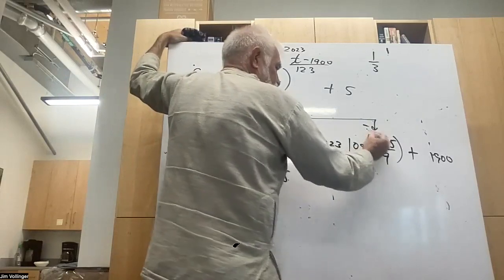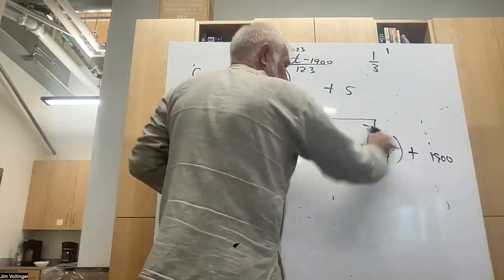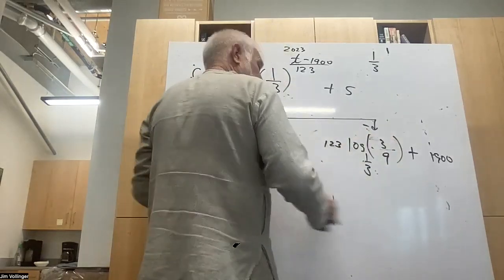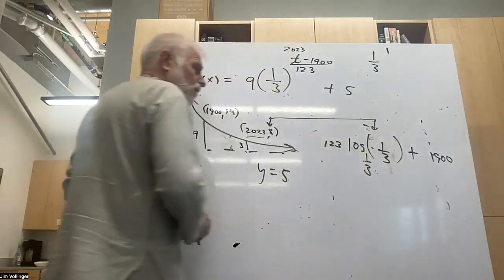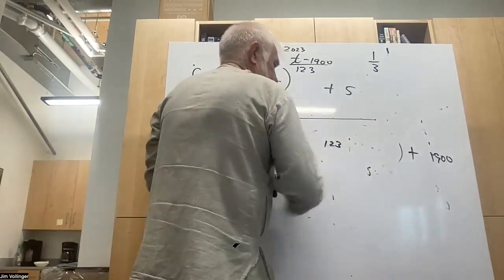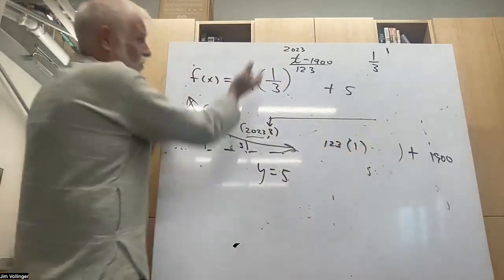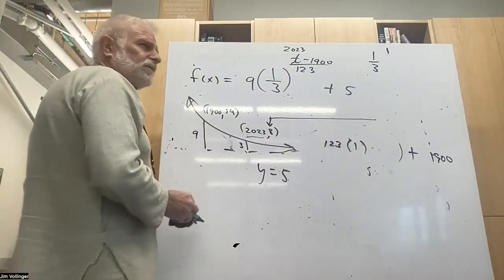8 minus 5, 3. 3/9 is 1/3. What do you put on top of a 1/3 to get a 1/3? 1. No, 2023. All right.